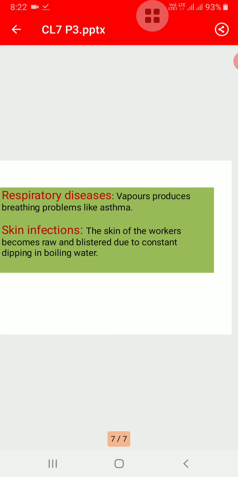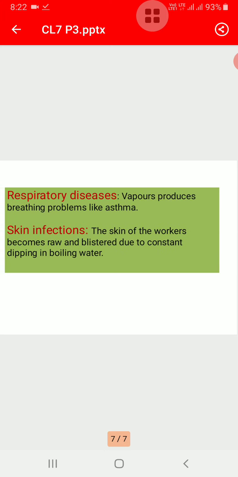So students, this is all about silk and its production. Now solve your today's worksheet.